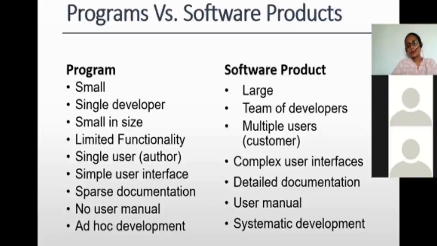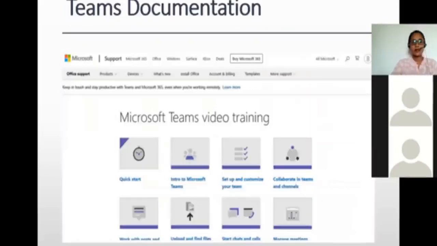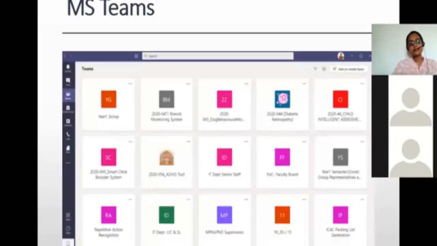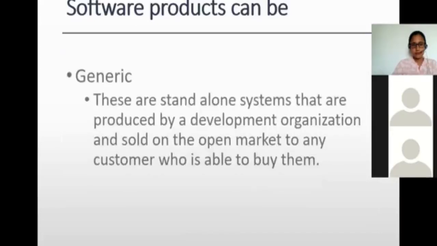But when we come to a program, it is very simple. When we are implementing a calculator, we don't need to worry about any process, right? So we can implement it the way that we need. Okay, so that is the difference between the program and the software product. So you can see Microsoft Teams, right? Microsoft Teams documentation is also there, and the user manual and the help and the support, you can see several things.